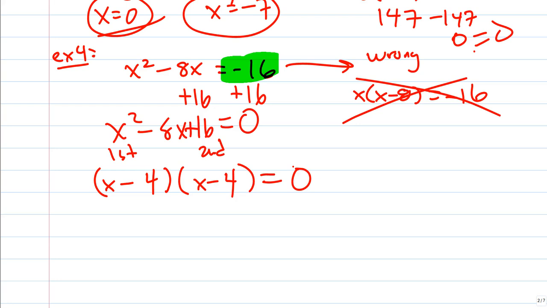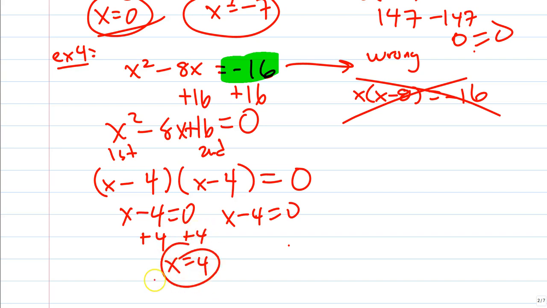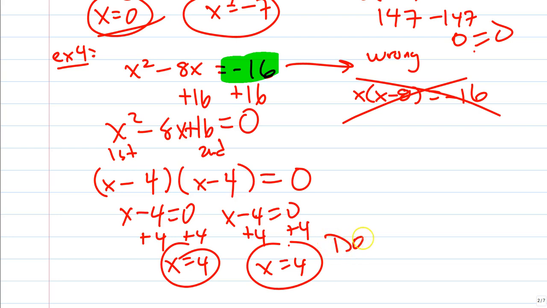Set each group equal to 0. x minus 4 equals 0. x minus 4 equals 0. That's weird. We get x equals 4. We get x equals 4. This is just called a double solution. We got the solution twice. Our answer is only x equals 4.